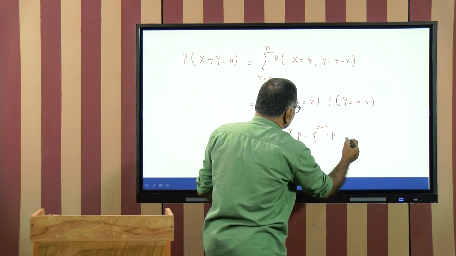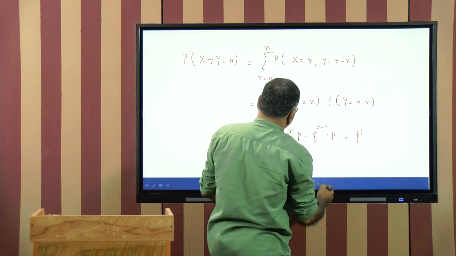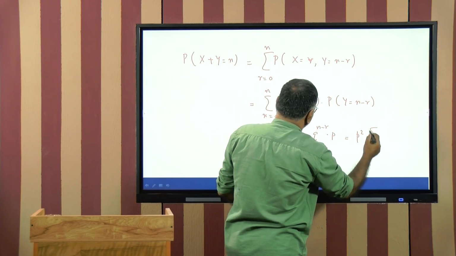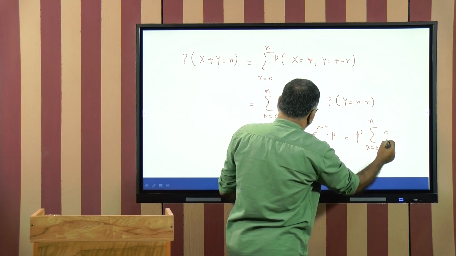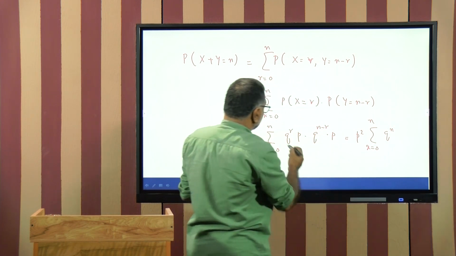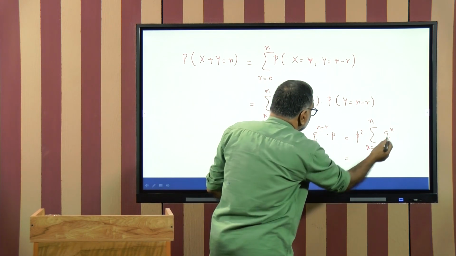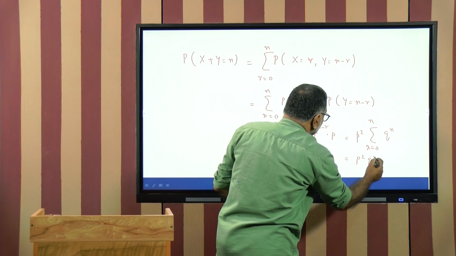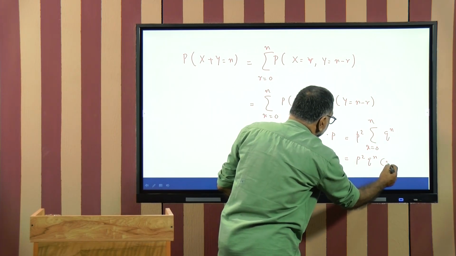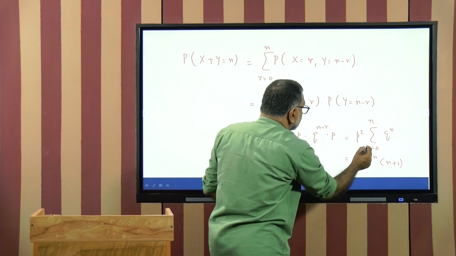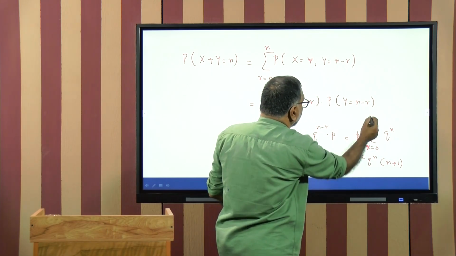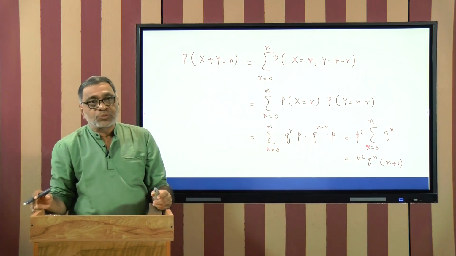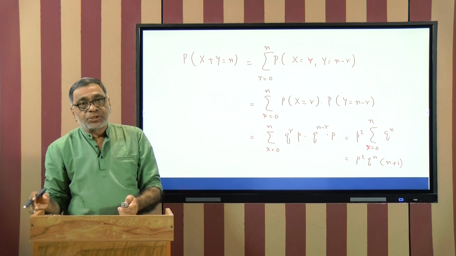And this is equal to p square taken outside, and sigma r is equal to 0 to n of q power n. Yes, and this is also a constant with respect to the summation. So, p square q power n, how many times? n plus 1 times, because this is from r is equal to 0 to n. There are n plus 1 terms. So, this is the value of probability of x plus y is equal to n.